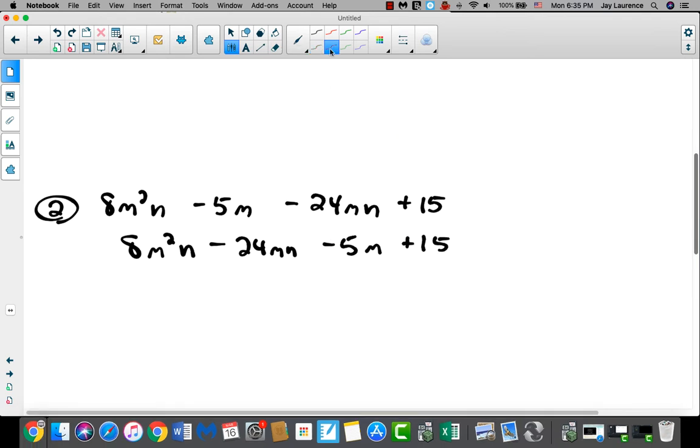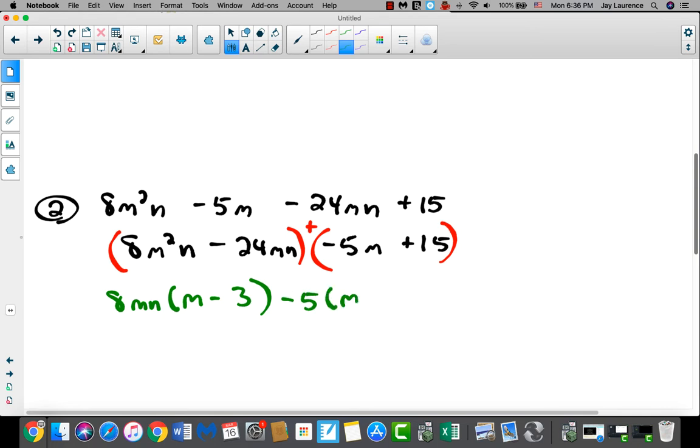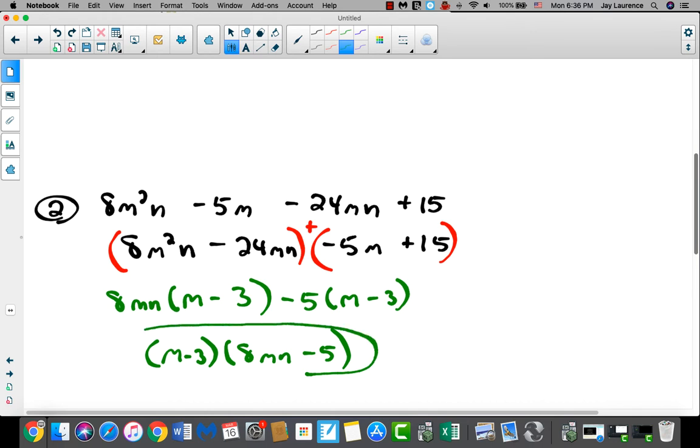Oh, I see some GCFs now. So I'm going to group these first 2, group these second 2, grab that sign, put a plus sign in between. My GCF of the first quantity is definitely going to be an 8mn, and I'll be left with an m minus a 3, right? And in the second group, I'm going to factor out a negative 5, and that will leave me with an m minus a 3. Did you hear me repeat myself? M minus 3. I'm going to factor out the m minus 3, and then I will have an 8mn minus a 5. And there we go. It is factored.